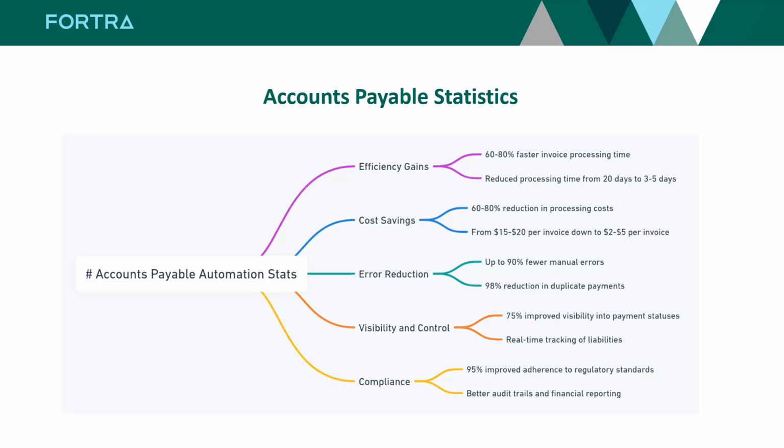Visibility and control, 75% improved visibility into payment statuses, real-time tracking of liabilities. So they can actually see what is happening from the AP side, to see what needs to be paid this week, this month, or in this quarter. And lastly, on the compliance side, 95% improved adherence to regulatory standards. Better audit trails and financial reporting is needed to drive the business. So that helps that process there.